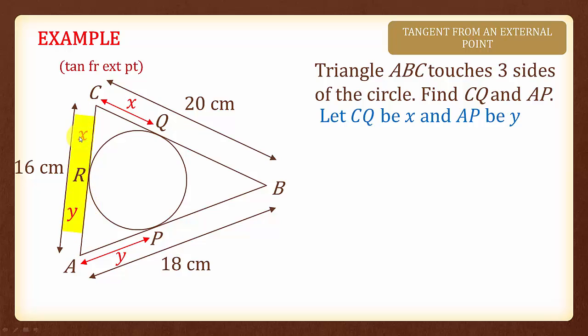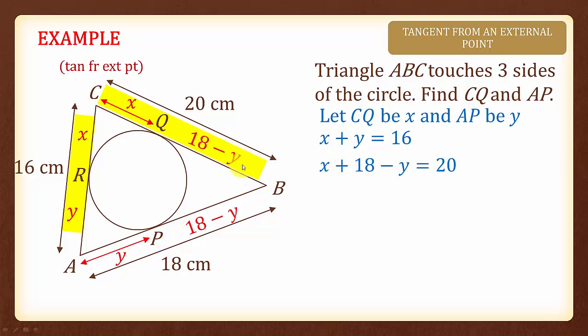Therefore, x plus y here is equal to 16 centimeters. Now, if AP is y, BP here will be 18 minus y. Again, using the angle property tangent from exterior point, we also know that BQ is 18 minus y as well. And looking at this side here, we have x plus 18 minus y equals 20 centimeters.